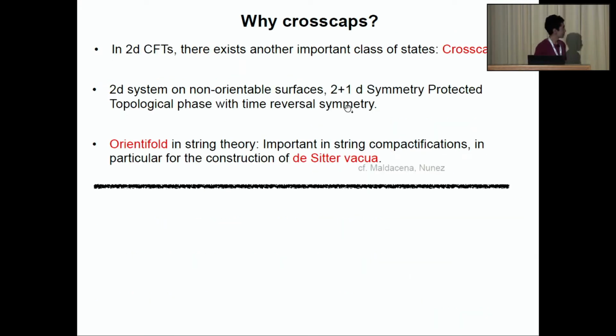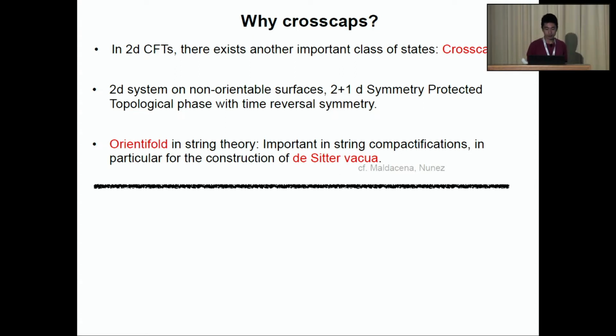So now, let's move on to the crosscap. In 2D CFT, there exists another important class of states, called the crosscap state. The crosscap is important for analyzing 2D systems on non-orientable surfaces like the Klein bottle and Möbius strip, as I mentioned earlier. It's also important in the analysis of 2+1 dimensional SPT phases with time reversal symmetry.